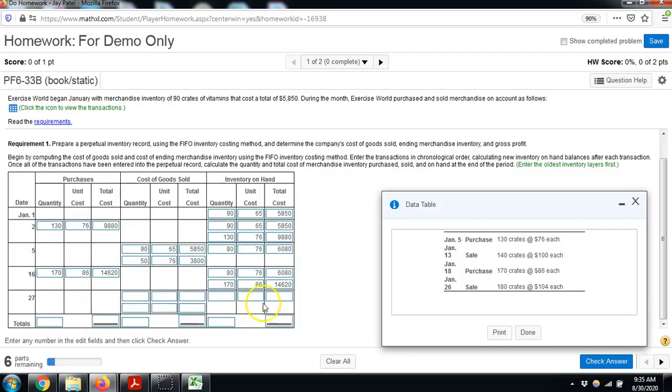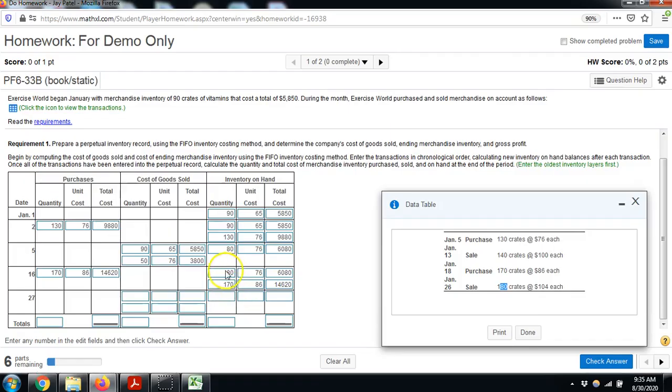Okay. So now finally we have a sale of 180 crates at $104 each. This at $104 each would be important if we were doing the journal entry for the sale, because we would have to recognize the revenue for these 180 units that we're selling and also the cost of goods sold. But in this particular table that we're filling out currently, we don't really need that right now. We just need the fact that we sold 180 units.